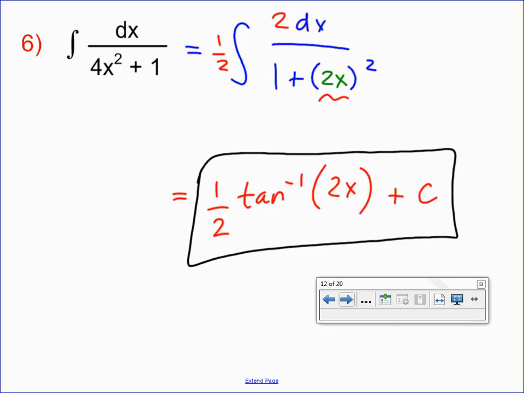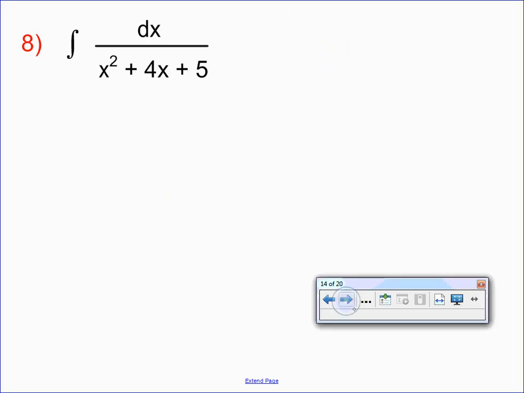So by rewriting that denominator and making it look like 1 plus argument squared, we were able to utilize our inverse tangent rule that we already know. Isn't that sweet? Gosh, this is fun.